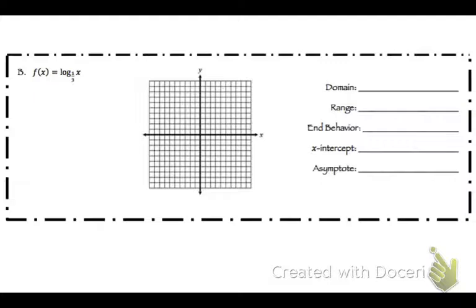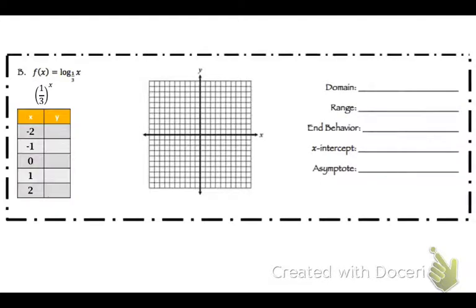Let's do another one. So we have log base 1/3 of x. So I'm going to first do 1/3 to the x power. So 1/3 to the -2nd power is 9. 1/3 to the -1st power is 3. 1/3 to the 0 power is 1. 1/3 to the 1st power is 0.33. 1/3 squared is 0.11.